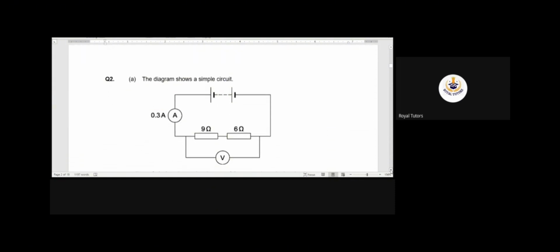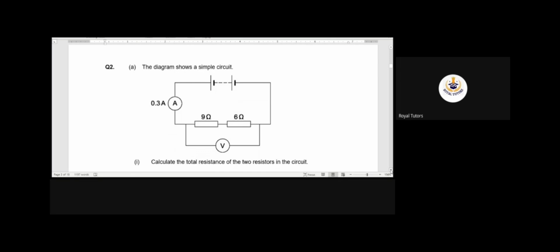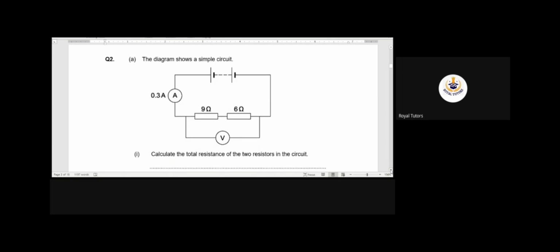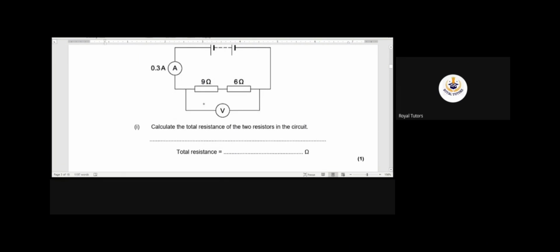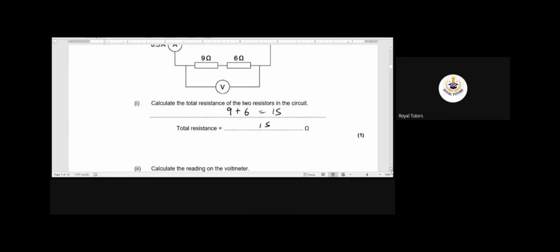Here we have another diagram. The diagram shows a simple circuit, and we are asked to calculate the total resistance of the 2 resistors. This is also very simple, just like the one we've just done. That's just 9 plus 6, and that will give you 15. So your answer will be 15 ohms. All right, let's move on to the next question.